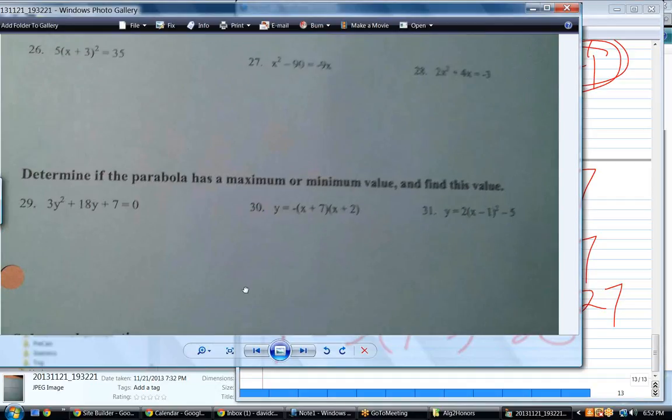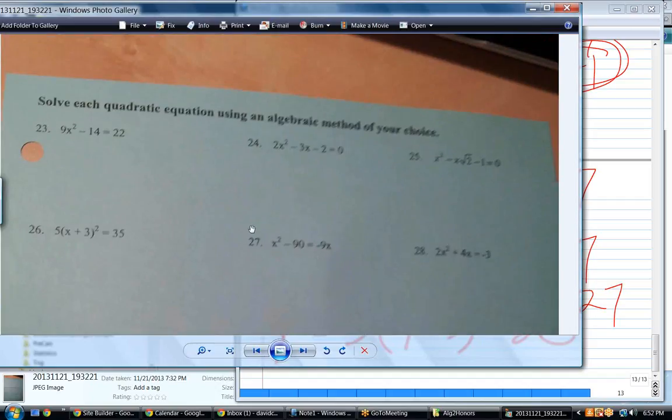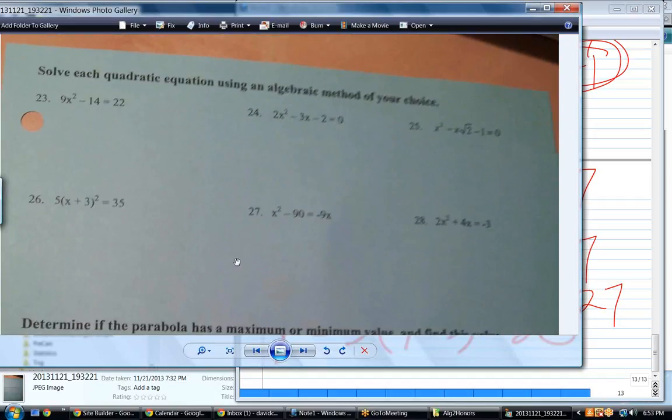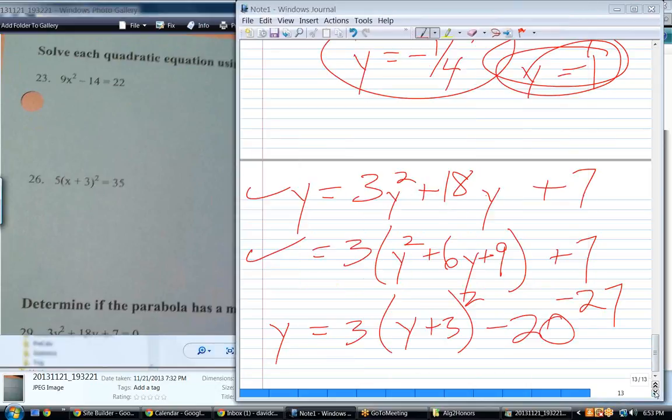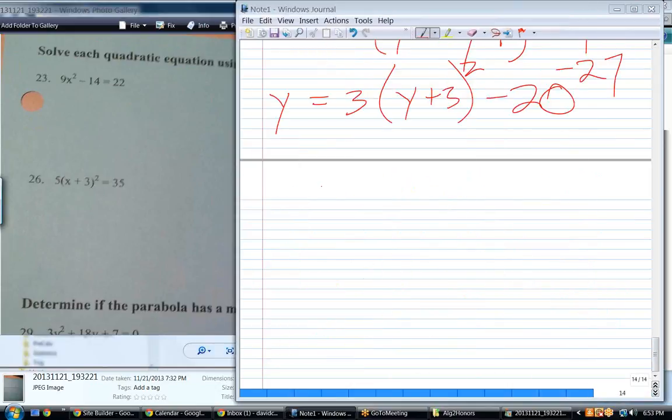So let's see if we have anything else different here or similar to what you're doing. Problems like 23. Let's just look at it quickly. We have 9x squared minus 14 equals 22. What should I do here? Bring the 22 over to the other side. Actually, if you have a quadratic that has an x squared and an x and a constant, that's always what you want to do. Just get everything on one side and 0 on the other.